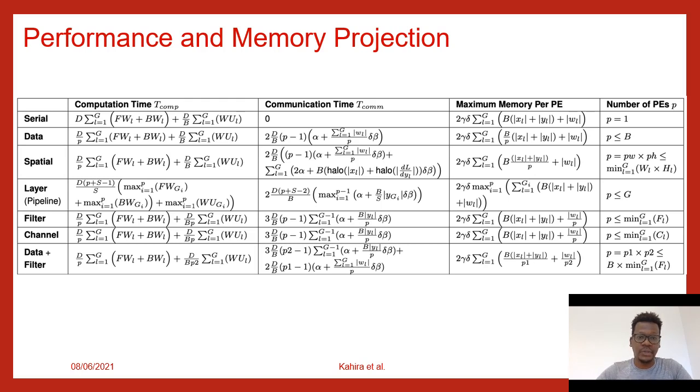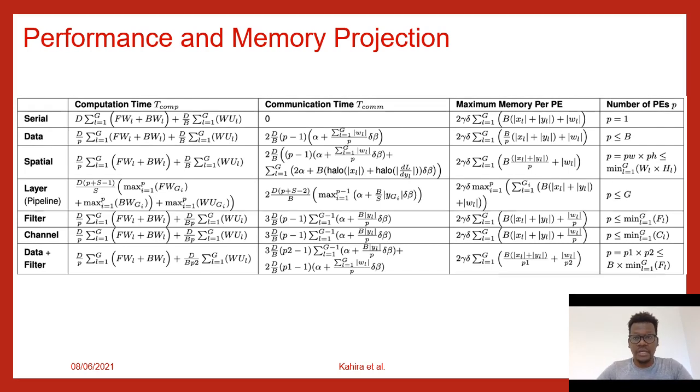And you can see with the serial we have no communication, and also we have limitations in terms of the number of processing elements. So in the case of data, for example, p is less than or equal to the batch size, etc. More of these details are available in our paper, especially in the appendix, where we discuss extensively how we arrive at these equations.